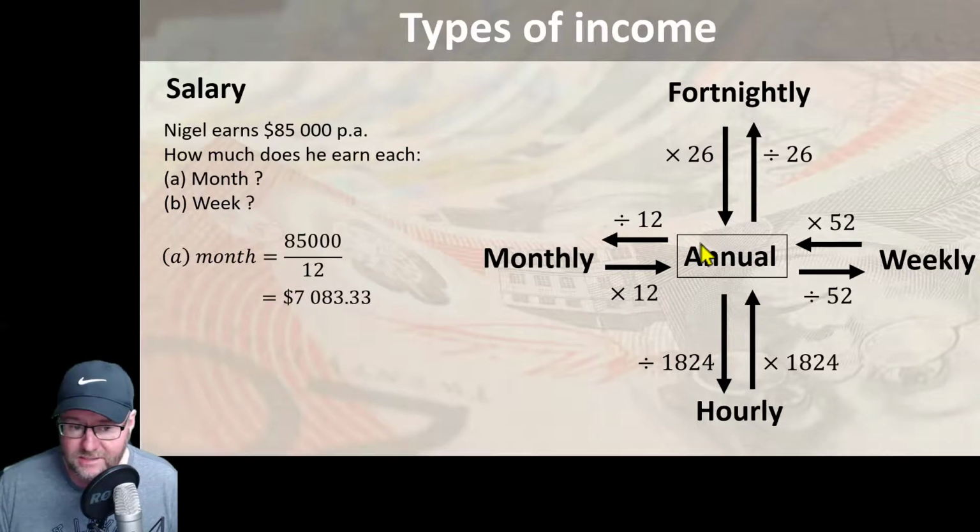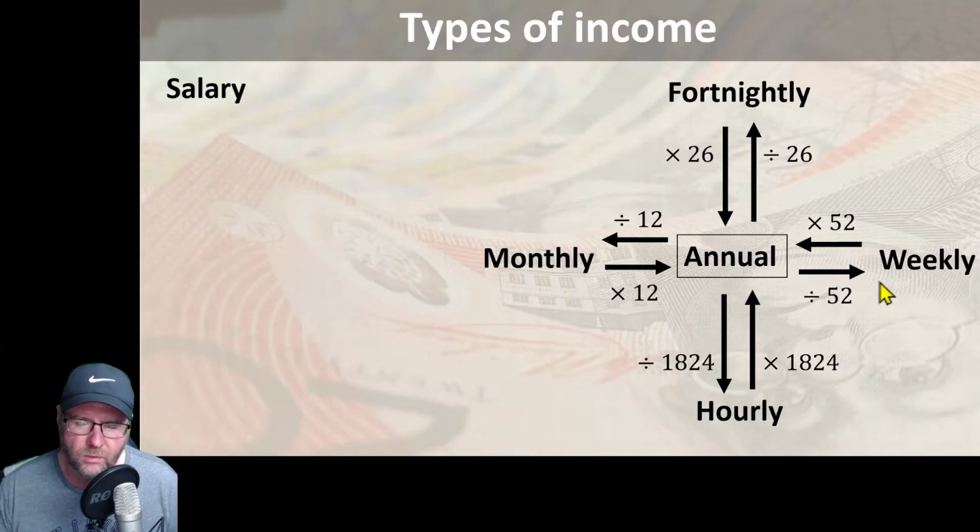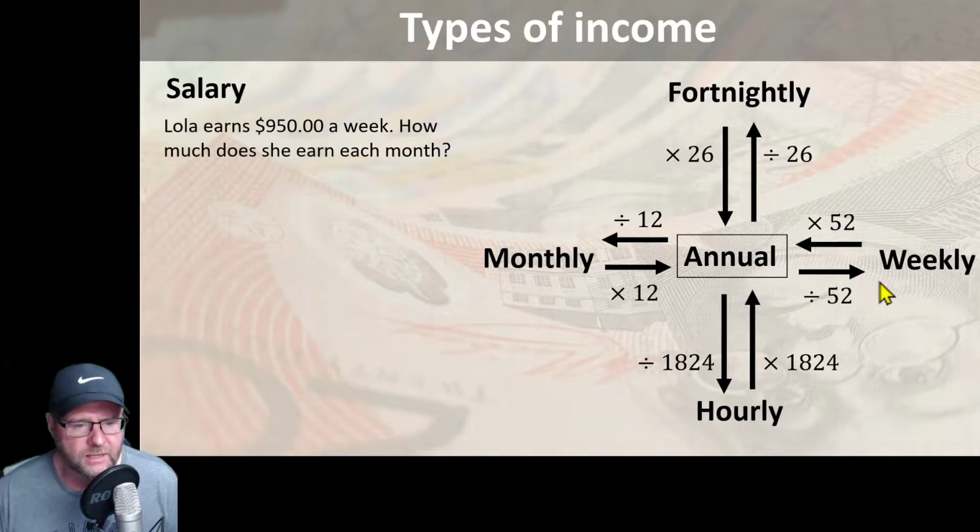Let's do exactly the same with weekly. We're starting here with 85,000 annual, but to get to weekly, I can see my little map here says I have to divide by 52 because I'm taking the yearly amount, breaking it into 52 pieces. Those ones are straightforward. Our last example, though, is a little bit more, well, there's a trick. Lola earns $950 a week. How much does she earn each month?